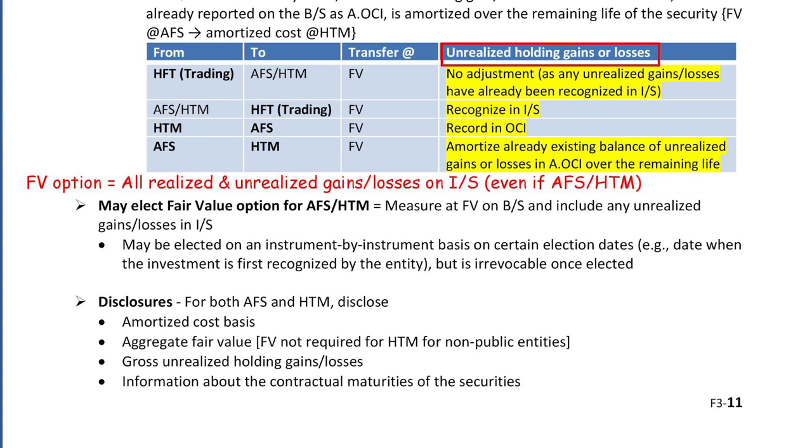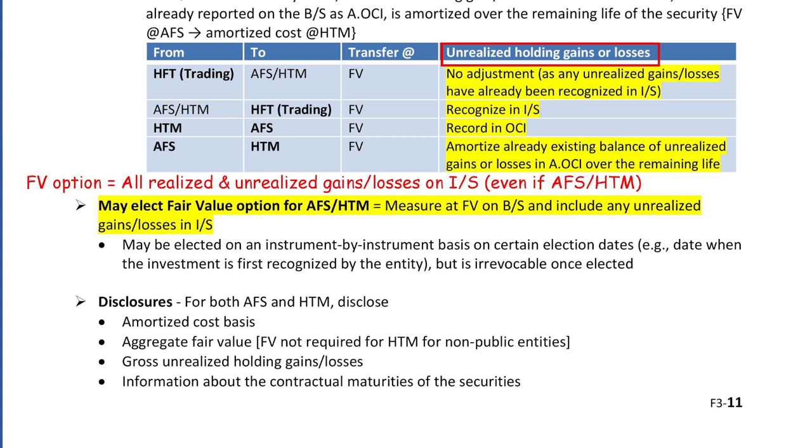So basically what we're saying is, for an available for sale security or a held to maturity security, if the fair value option is elected, technically you need to account for them as you do for trading securities. So highlight: may elect fair value option for AFS or HTM, where we measure the securities at fair value on the balance sheet and include any unrealized gains or losses in the income statement.